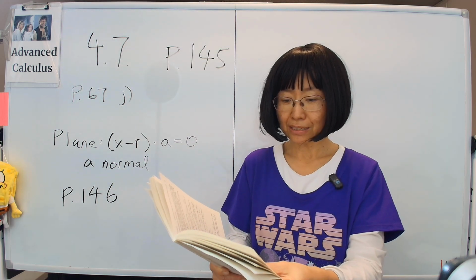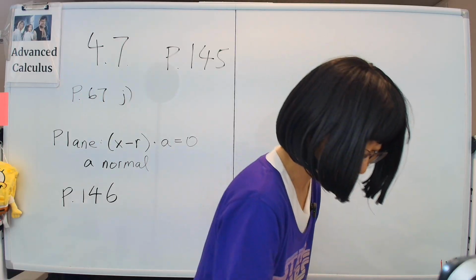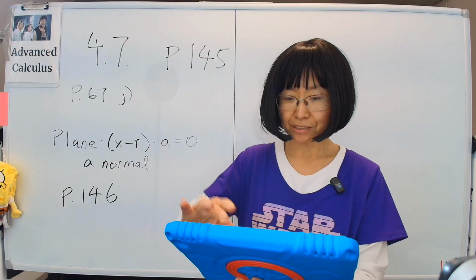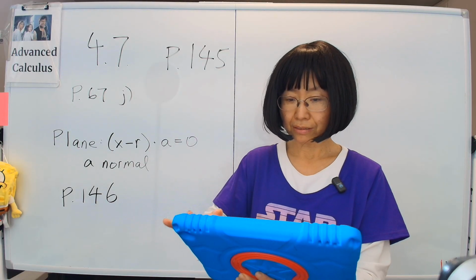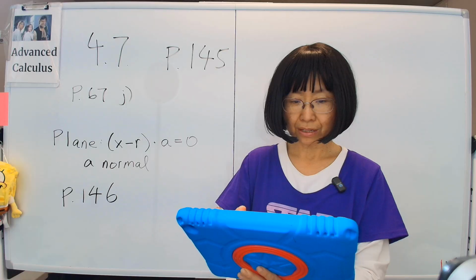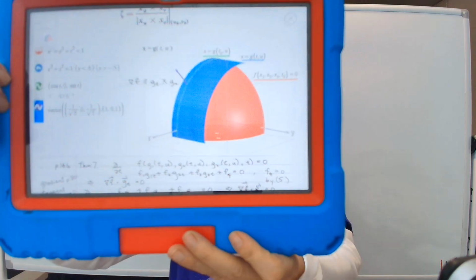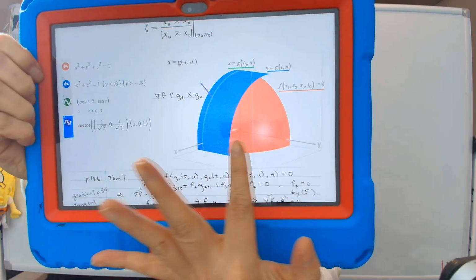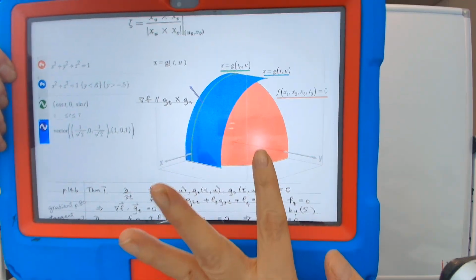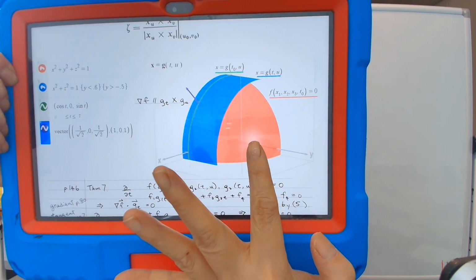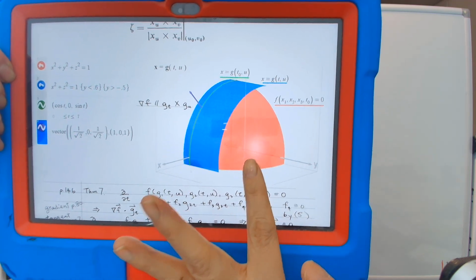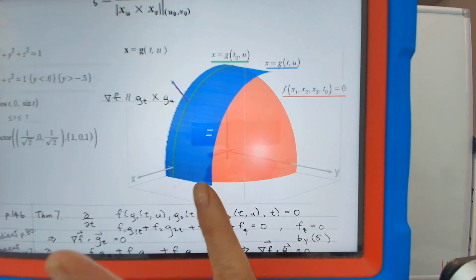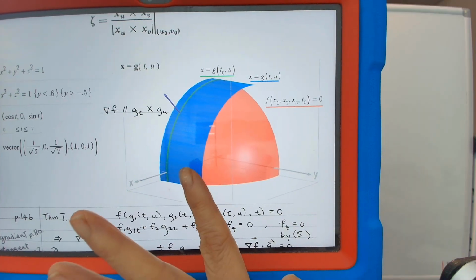Now the next point is what we need to focus on. Okay, I have an illustration here to show you. Let me make it a little bigger. Is that big enough? Anyway, here's the illustration. This is how I drew it, but you can ignore that. Here's a surface F, okay? And F(x1, x2, x3, t0) equals 0. So we're focusing on t0 at this point. And the blue surface is the surface x equal to g(t, u).